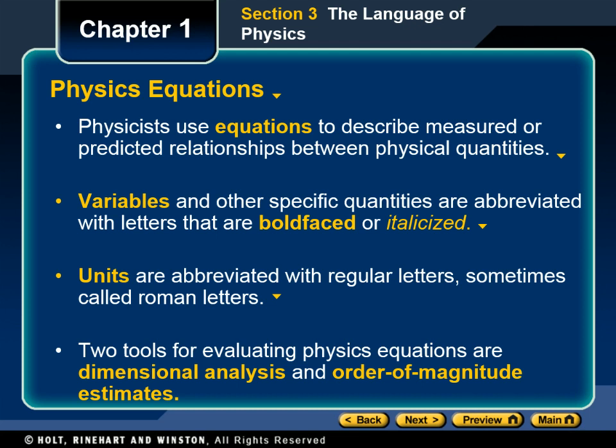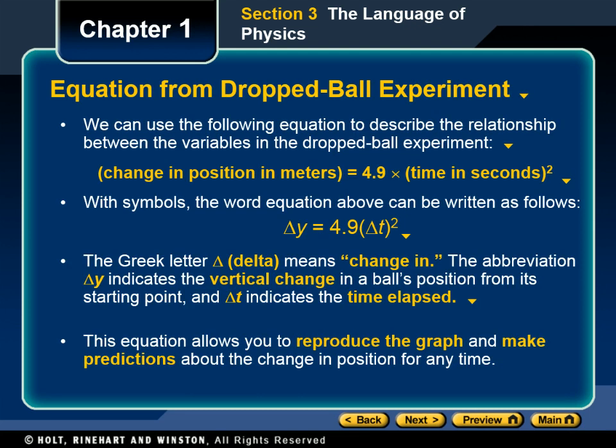Evaluating physics equations. Although an experiment is the ultimate way to check the validity of a physics equation, several techniques can be used to evaluate whether an equation or result can possibly be valid. We can also use the equation at the top of the screen now to describe the relationship between the variables in an experiment. This equation allows you to reproduce the graph and make predictions about the change in position for any arbitrary time during the fall.